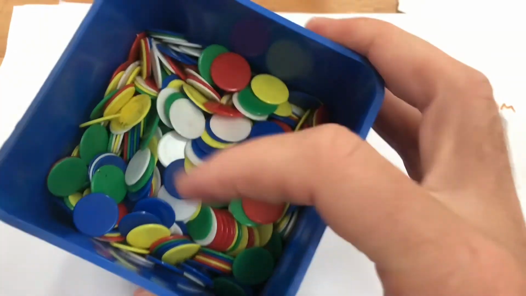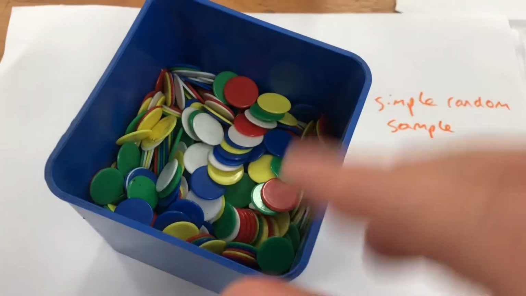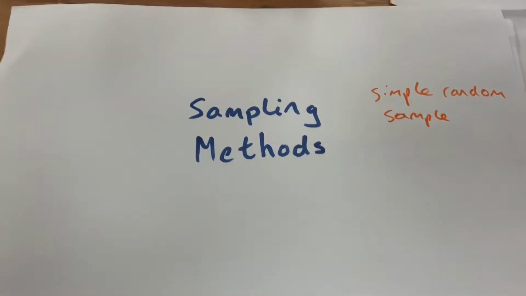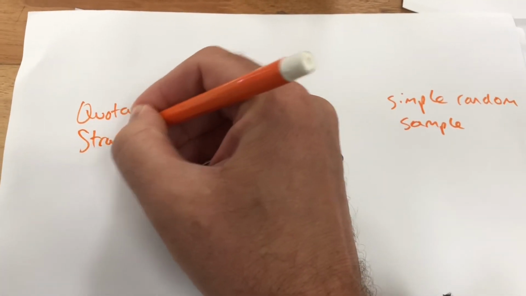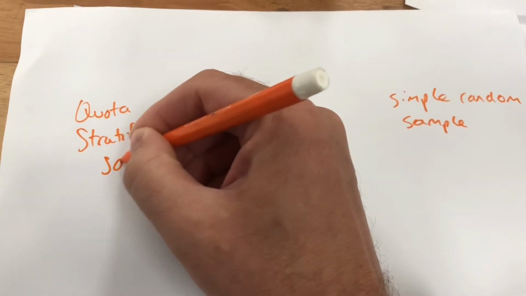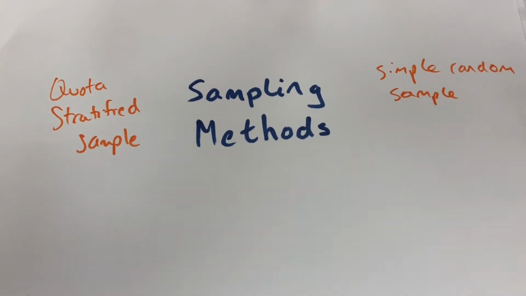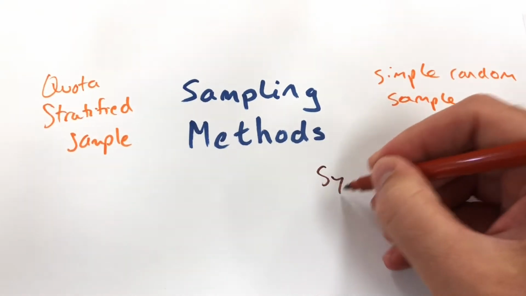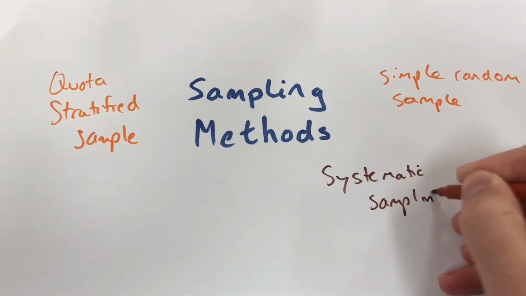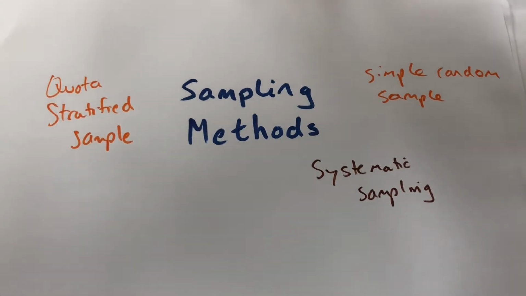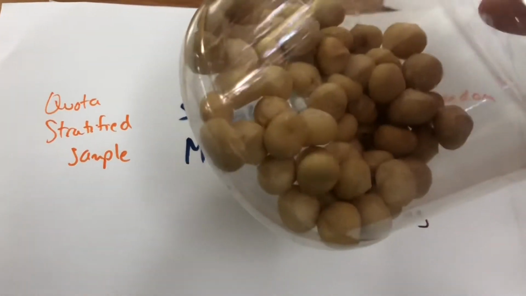And so imagine this set of counters represents the population, and for some reason they fall into different red, green, blue, yellow categories. So they'd need to have a quota or stratified sample. Two other ways that may be used is a systematic way, systematic sampling, and that's where they might choose to list everyone and interview every 10th person or count every 100th car.